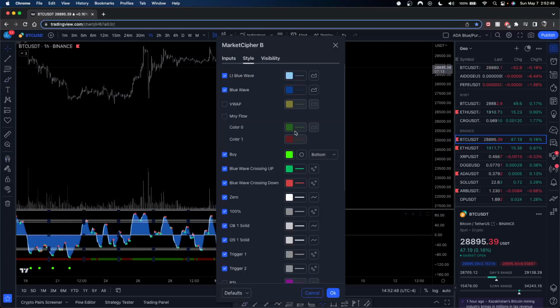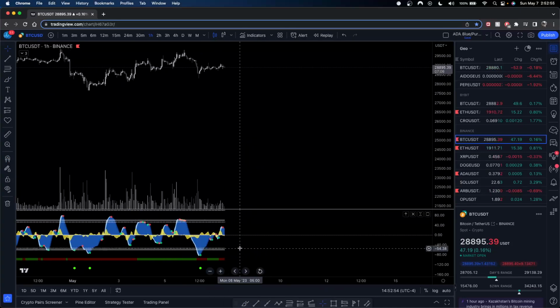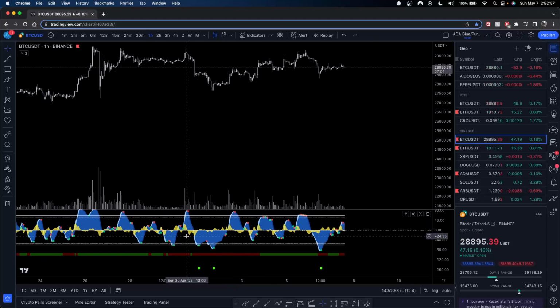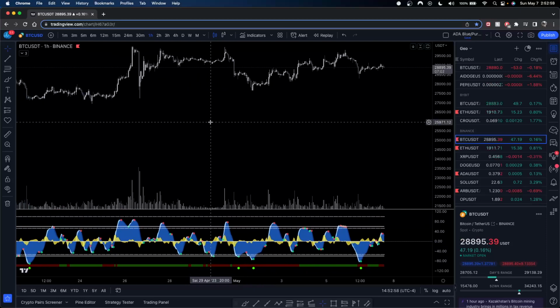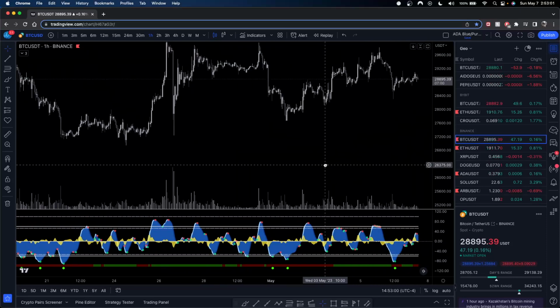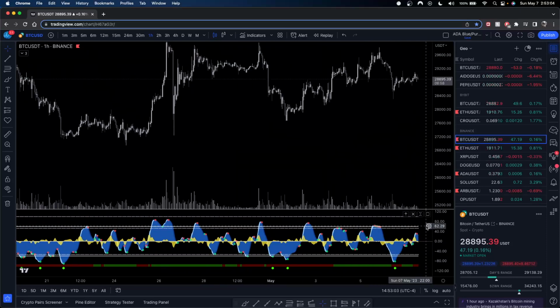Now we're going to talk about our green dots and red dots. Now we're going to talk about VWAP, okay? VWAP is this yellow line, or yellow smaller waves. And the yellow smaller waves, really the best way to define it is a leading indicator for our momentum waves.